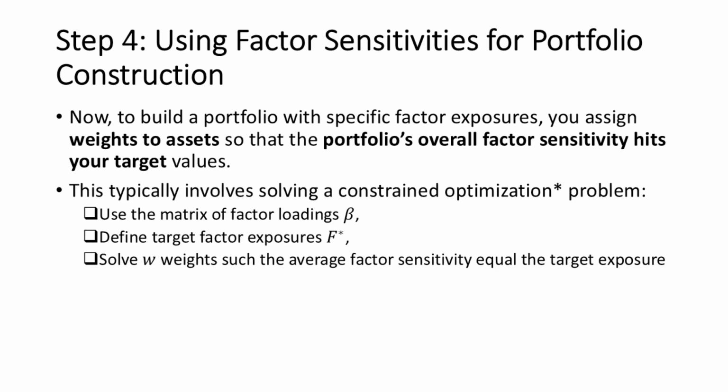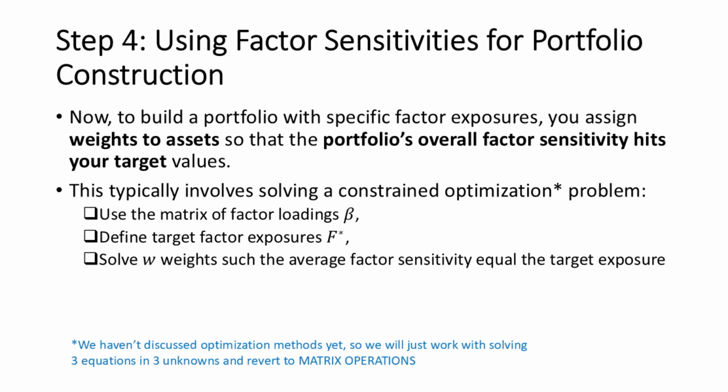For example, if you're going to build a portfolio with specific factor exposures, you're going to assign weights to assets so that the portfolio's overall factor sensitivity hits your target values. Now, this typically involves solving a constraint optimization problem. However, we haven't discussed optimization per se just yet. So we will work with this problem by just solving 3 equations and 3 unknowns and reverting to matrix operations.